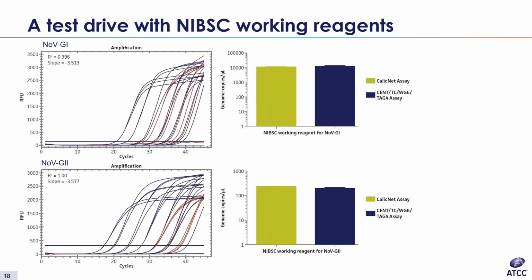Last, we used the respective standard curves to quantify the working reagents for norovirus genotypes 1 and 2 from the National Institute for Biological Standards and Control, NIBSC. Here, sample amplification plots are shown with the standard curves in blue and NIBSC working reagent dilutions in red. The working reagents were assayed in triplicate using each assay at undiluted, 1 to 10, and 1 to 100 dilutions. Our results show that there were 2.3 times 10 to the third genome copies per microliter in the norovirus 1 reagent and 2.4 times 10 to the 2 genome copies per microliter in the norovirus 2 reagent.